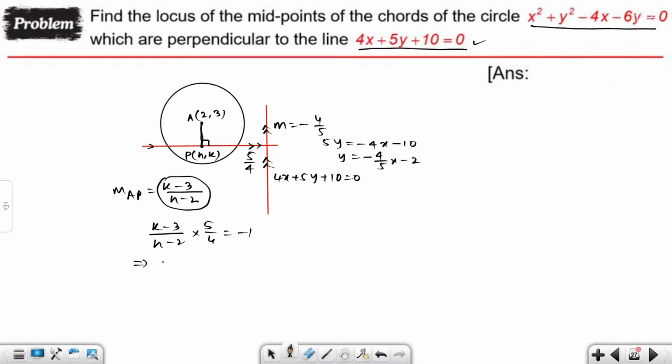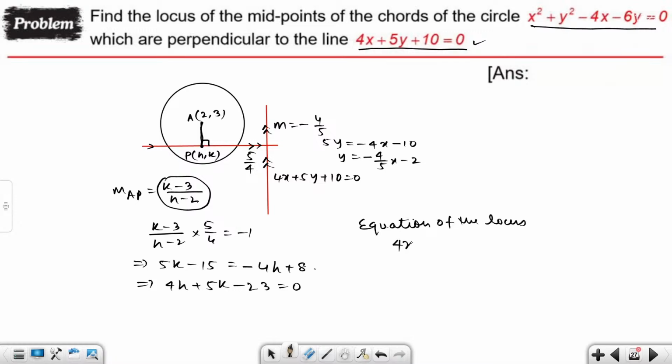So from here we get a relation between h, k and constants. It's 4h plus 8. So we have 4h plus 5k minus 23 equals 0. Am I correct? Therefore, the equation of the locus is 4x plus 5y minus 23 equals 0. That's it. This is the required locus of the given point. Is it clear to everyone?